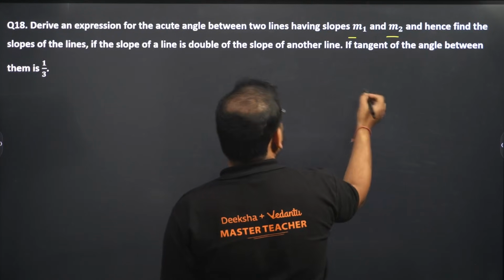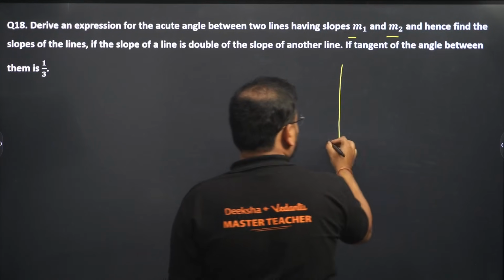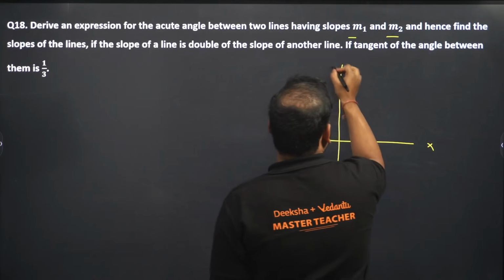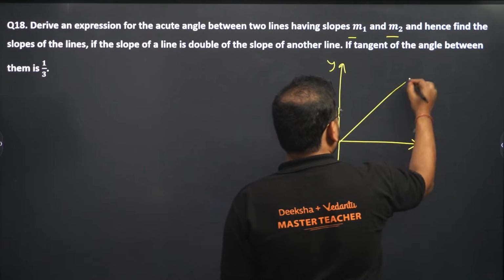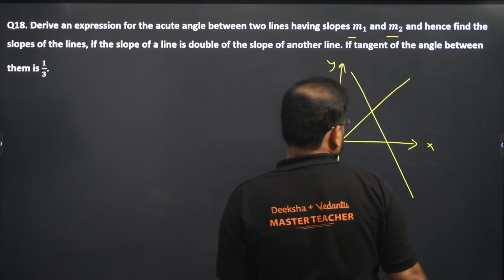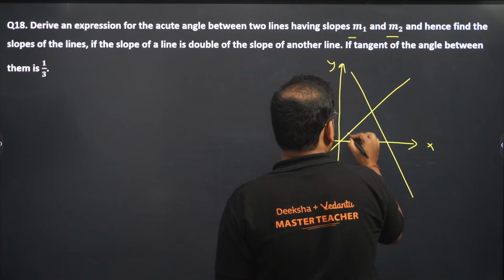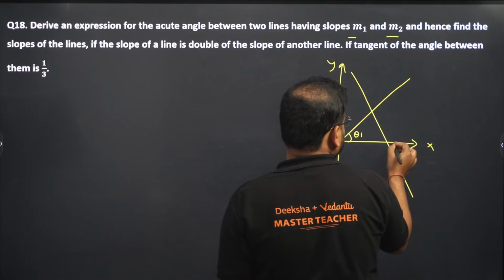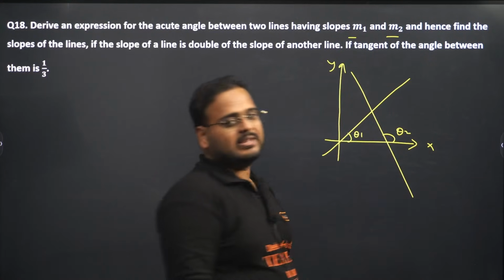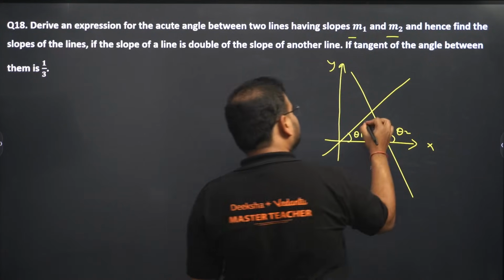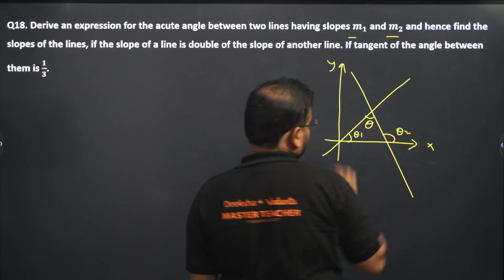Let's do the derivation first. So coordinate axis, x and y axis. 2 lines means, let's say line 1 is like this and line 2 is like this. This is my first angle, theta 1 with the x-axis. Theta 2 is the angle of the line 2 with the x-axis. And angle between them is this angle, theta.